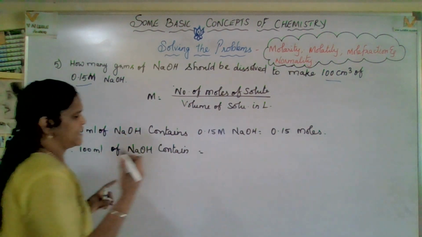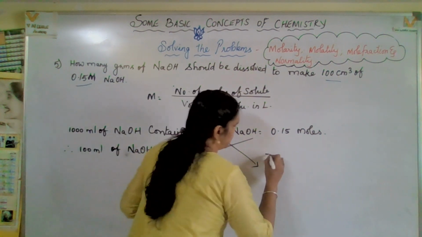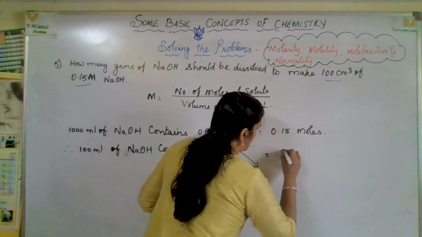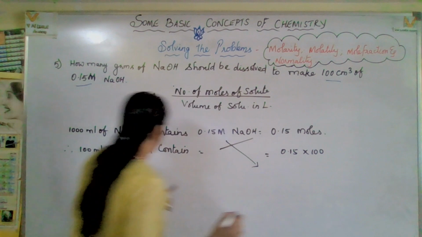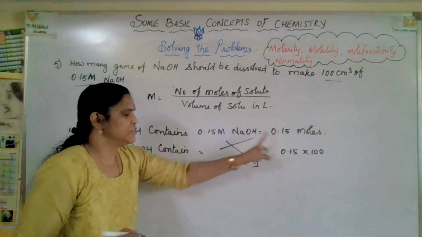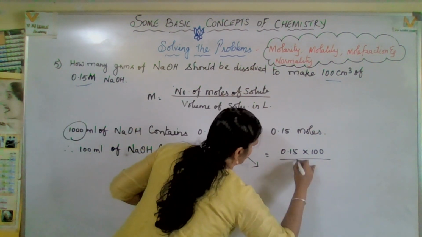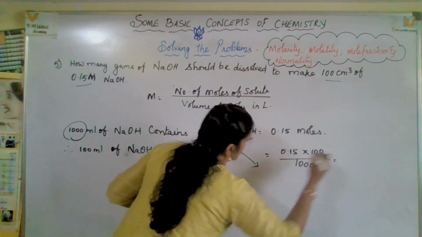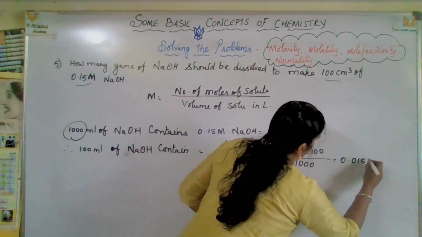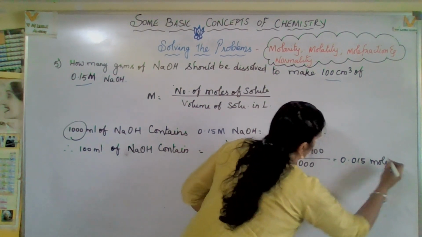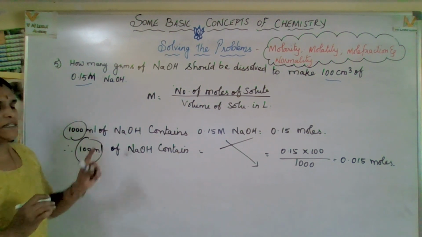That is the question. Yes, cross multiplication. So here what you will get is 0.15 into 100, divided by 1000. So what is the answer you will get? It is 0.015 moles. Right. Okay, the number of moles we found in 100 centimeter cube.